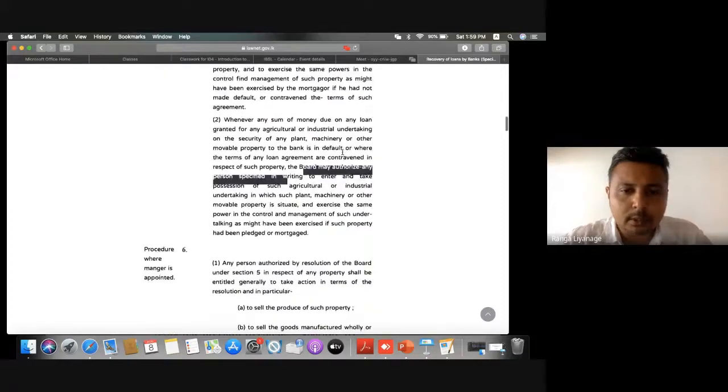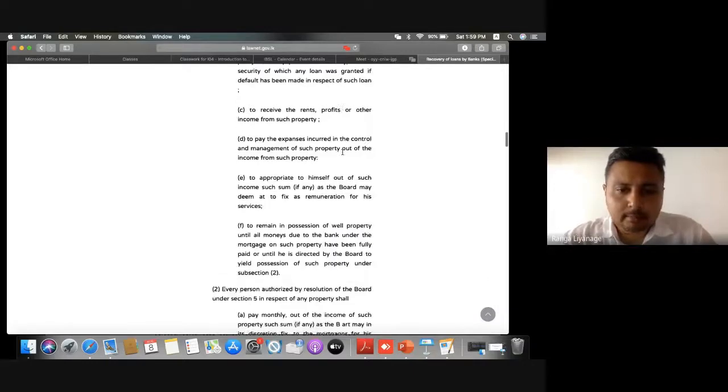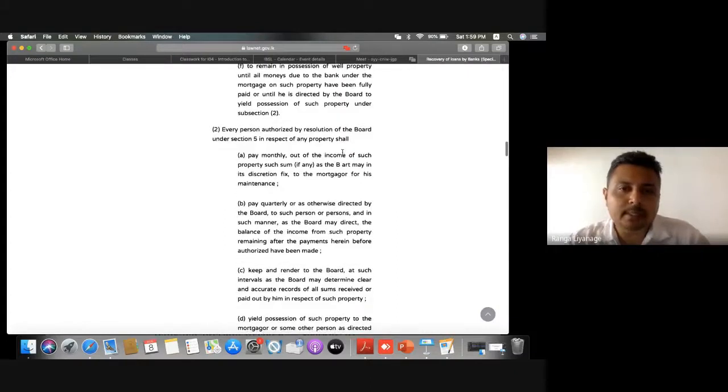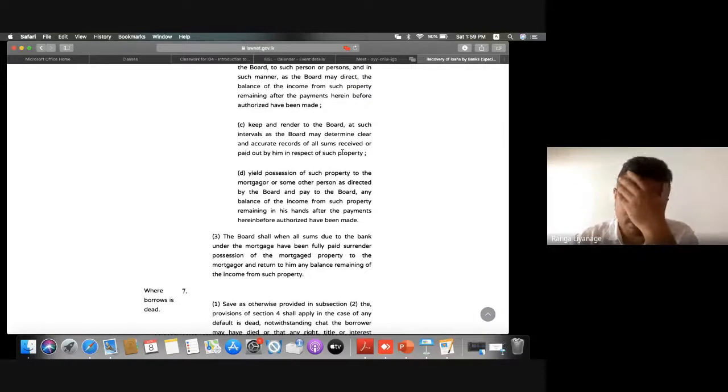Then he remains in possession of the property as well. Every person authorized by resolution under this act shall pay monthly out of the income to the mortgagor, which is the bank, or pay quarterly to the board. So you have to pay back the board. Now the bank has employed a person to work on behalf of the bank. This is a defaulted non-performing loan, and the bank has to recover some amount of money from this. So something is better than nothing.